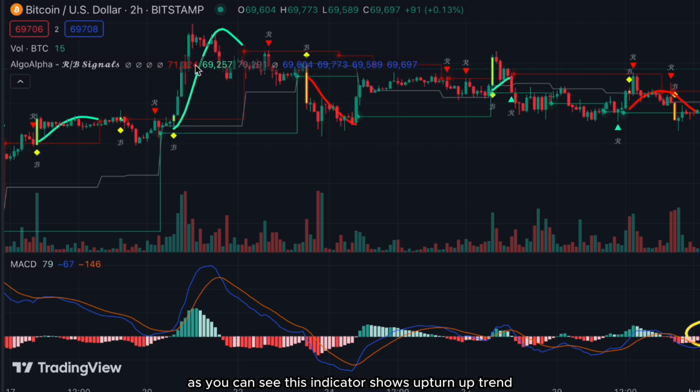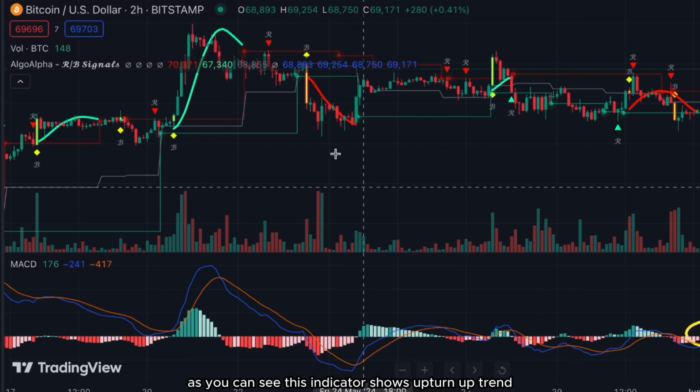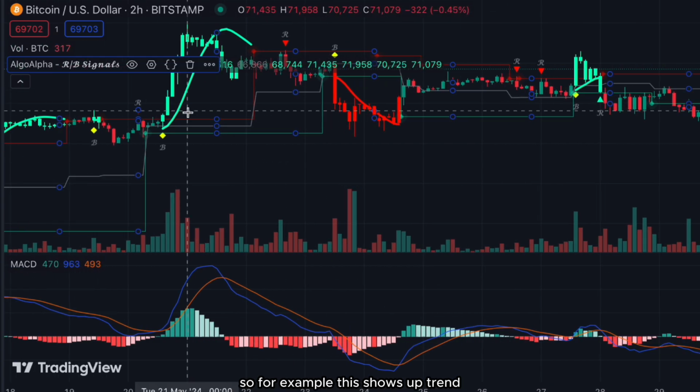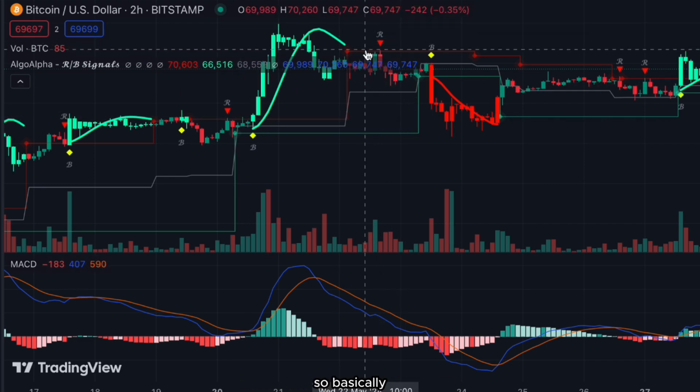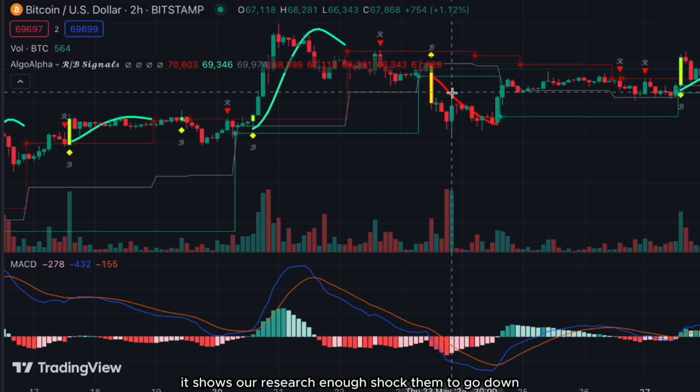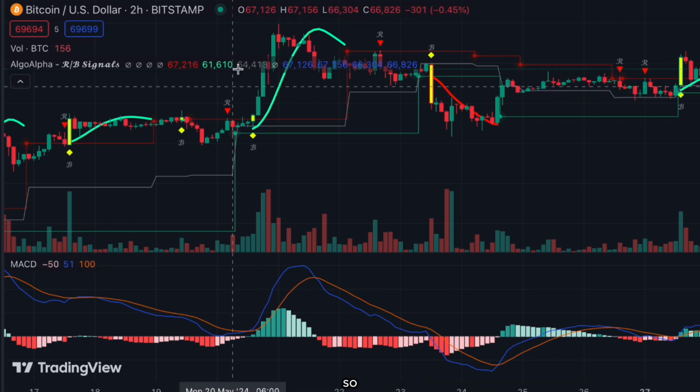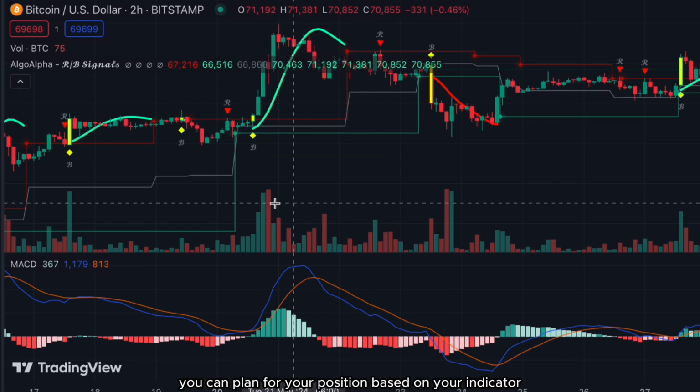So basically, as you can see, this indicator shows an uptrend. For example, this shows an uptrend. After that, it shows a reversal signal. So basically, it shows a short-term reversal signal to go down. So you can plan for your position based on your indicator.